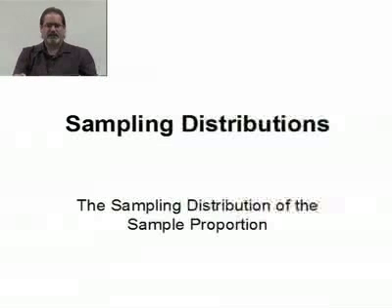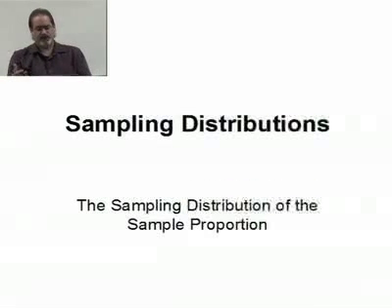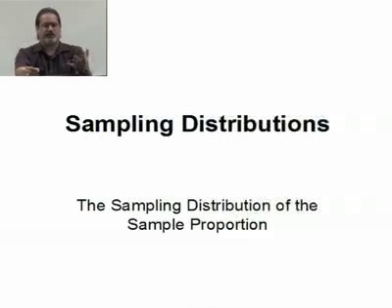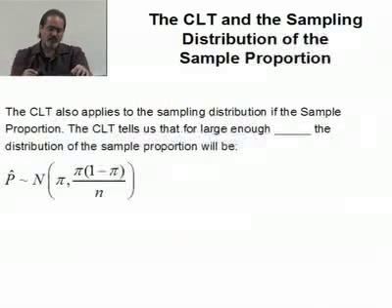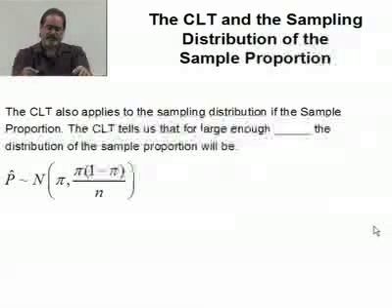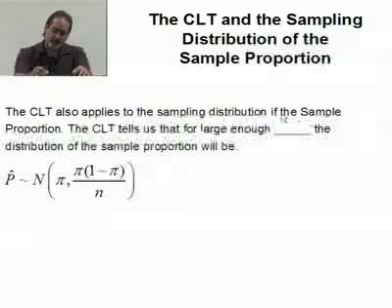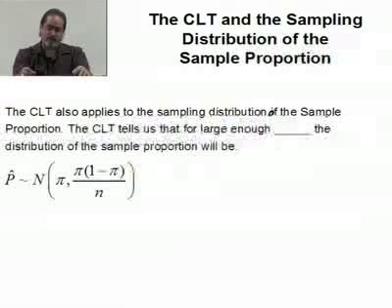Let's now take a look at the idea of the sampling distribution, specifically for the sample proportion. The concept that we just looked at in terms of the sampling distribution for the sample mean will carry over to the proportions. It's the same idea. The CLT also applies to the sampling distribution of the sample means, or sample proportions. This should be "of," not "if"; minor typo there.